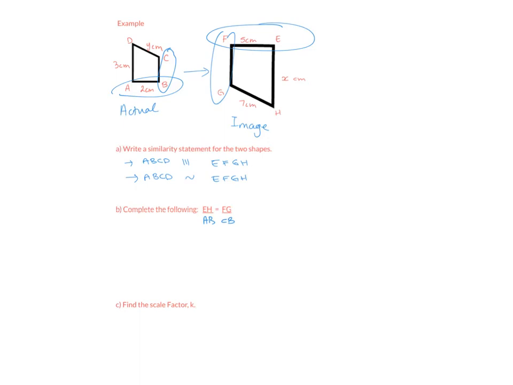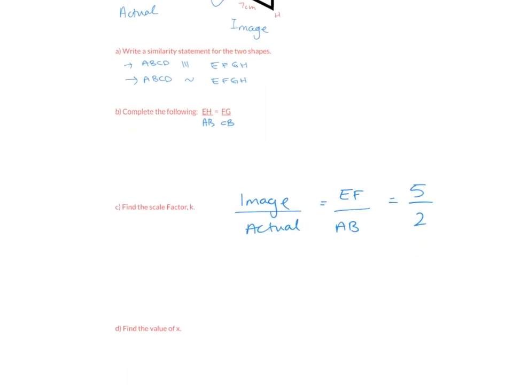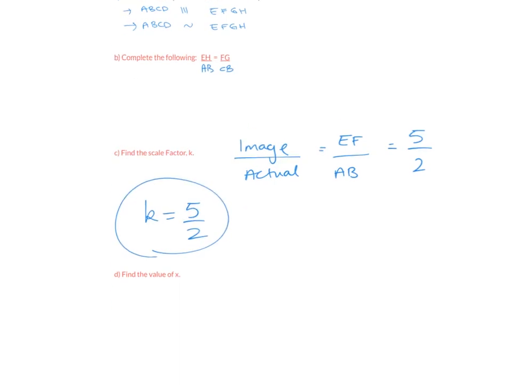So remember, when we're writing the scale factor, you always need to write image over actual. Now the image is EF and the actual is AB, and that is 5/2. Therefore, K equals 5/2.